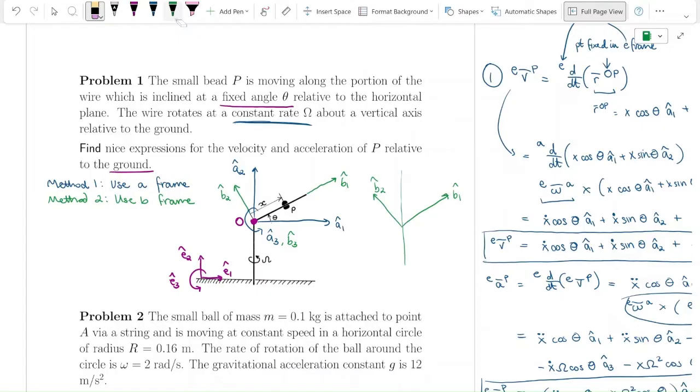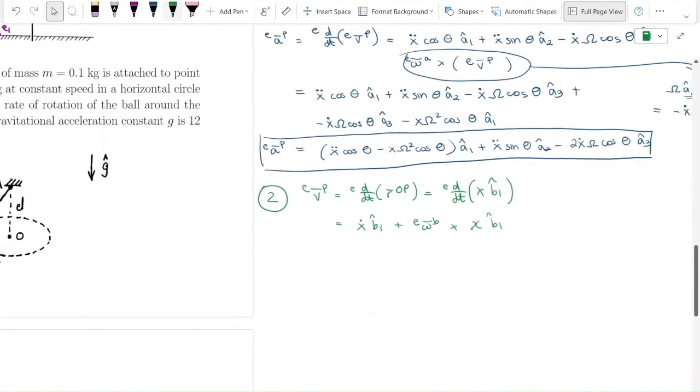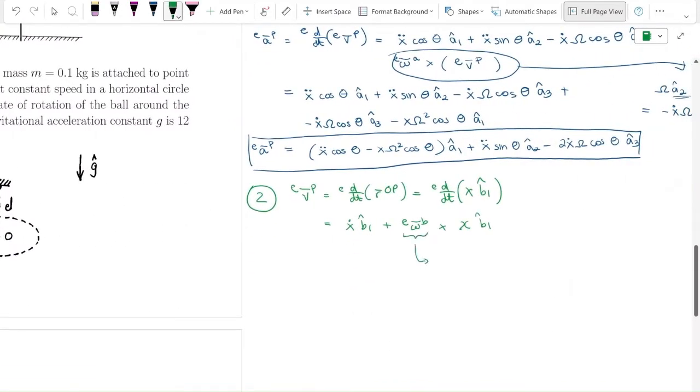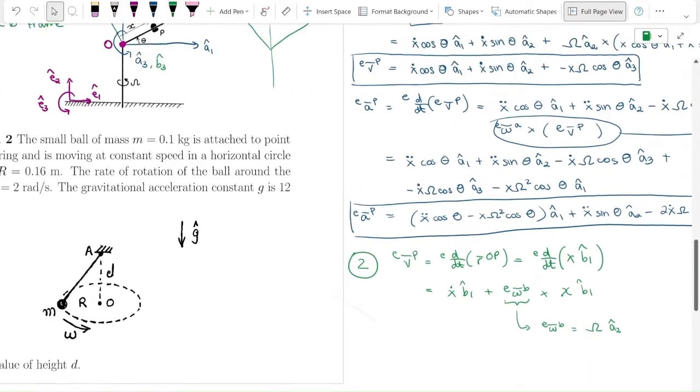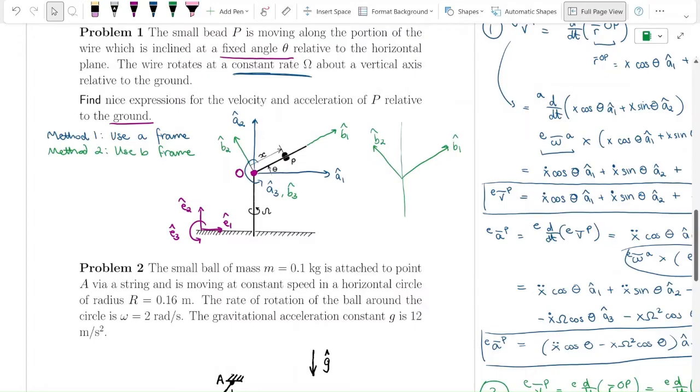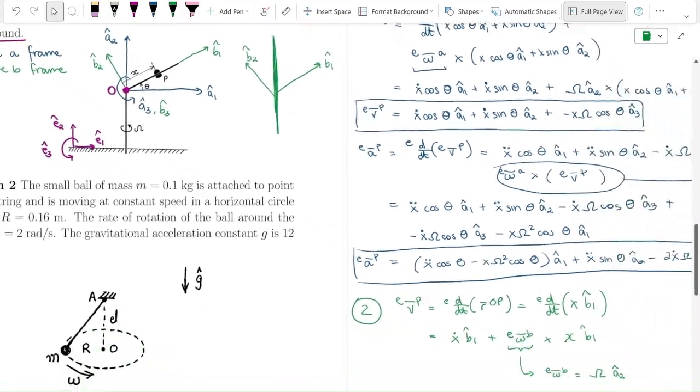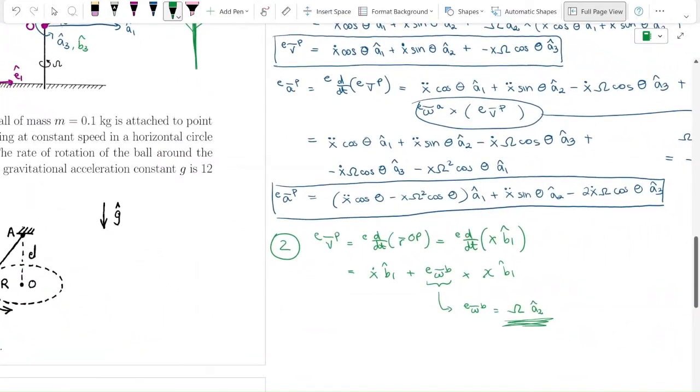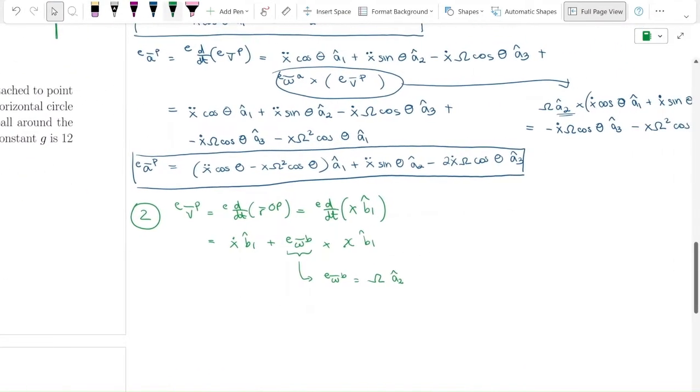So we can then also say that the angular velocity of B and E is in the A2 hat direction with the angular velocity of capital omega. This is because the B frame is rotating at an angular speed of omega, but around this axis, which we cannot really write too easily in terms of the B frame right now. So this is why we can just write it in terms of another frame, but the fundamental rotation is still true to the B frame. So what does this mean?